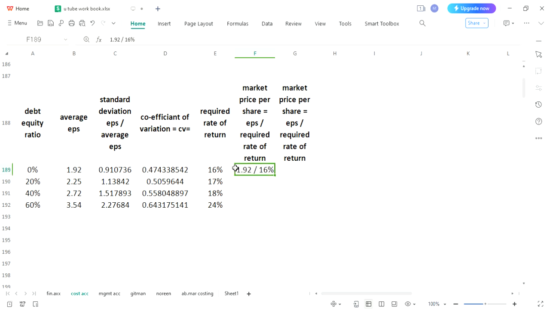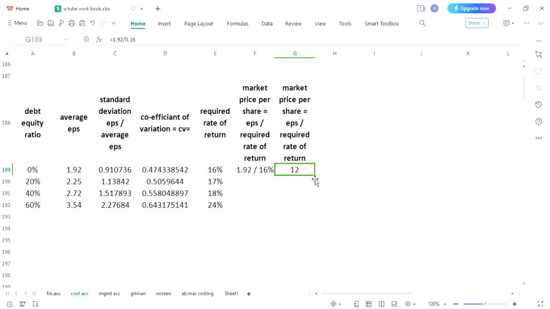So hopefully you have understood. Now let's put it on our calculator. 1.92 divided by 16%, which means 16 divided by 100, that means 0.16. Please note it down. 16% means 16 divided by 100 and that means 0.16. So we have got our first answer.